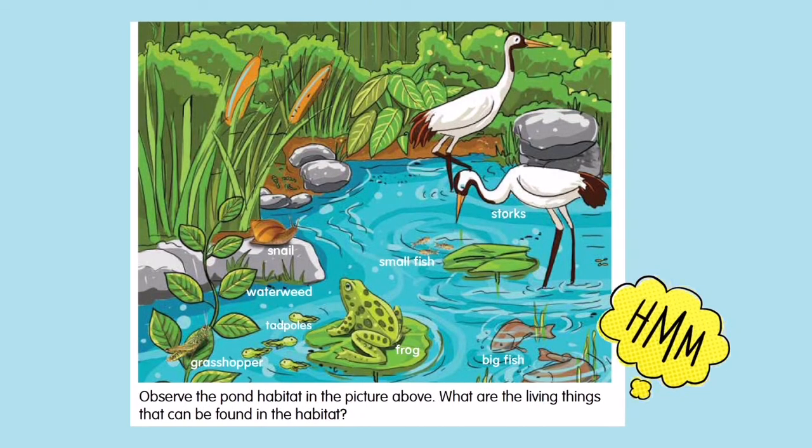Still don't understand? Let's try this one. Observe the pond habitat in the picture given. What are the living things that can be found in the habitat? Yes, there are waterweed, tadpole, grasshopper, frog, big fish, small fish, snail, and storks. Let's try to build food chains from this habitat.